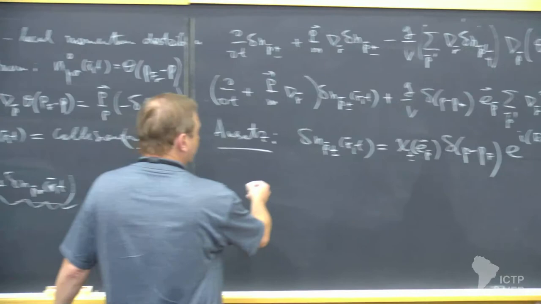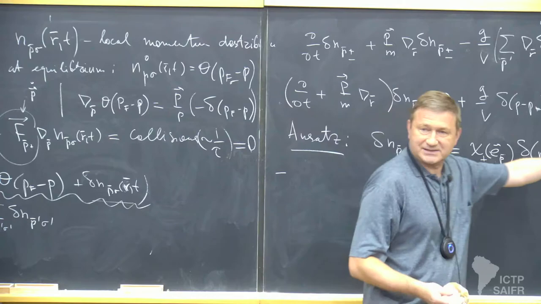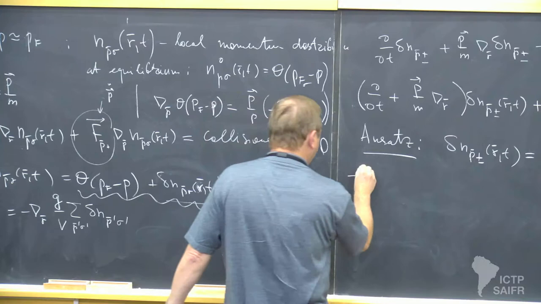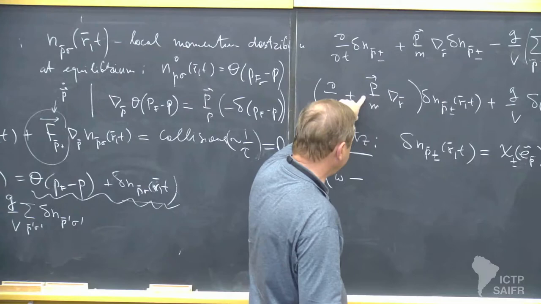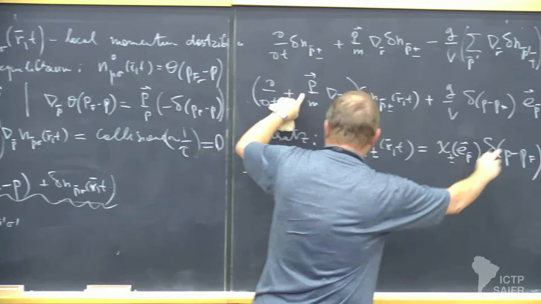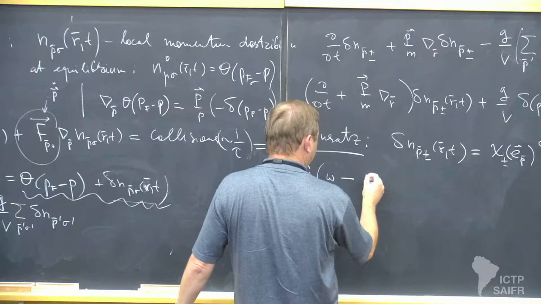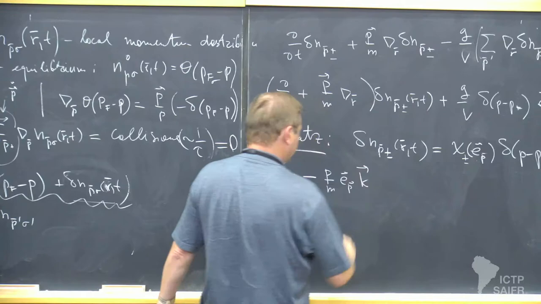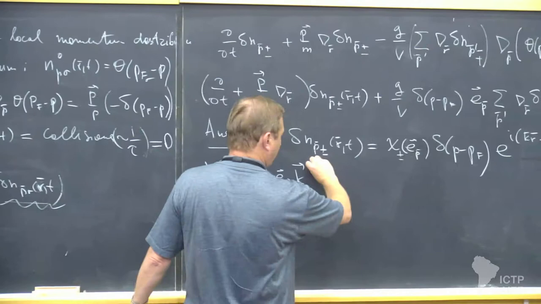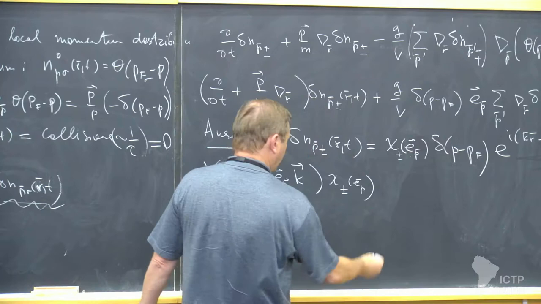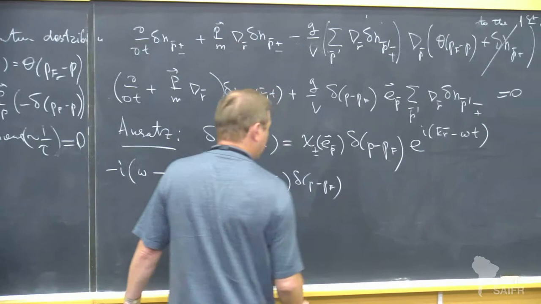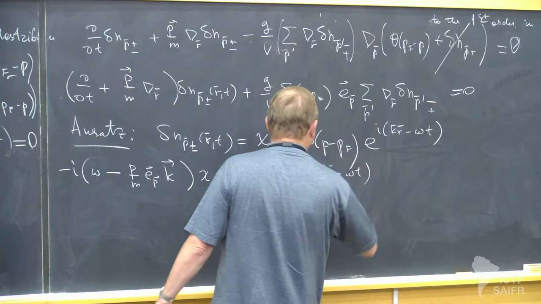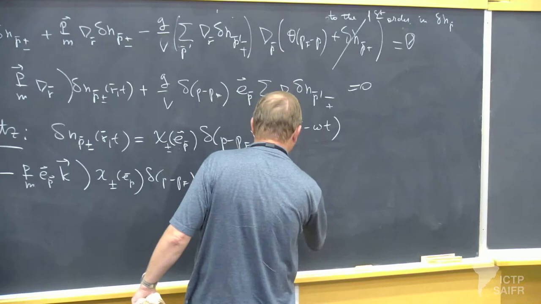From this term, I will get, let me take minus i out, because the time derivative gives me minus i omega. Then I'll have omega minus these things. The gradient gives me i k. I is there, minus s. Let me write it like this: p over m e_p. That was my v. P times e_p is my p. And then I will have k. That comes from my exponent. And all these act on chi plus minus e_p. And here I still have a delta function and exponent. This is this term. Now the second part, plus g over v, delta function I have here.